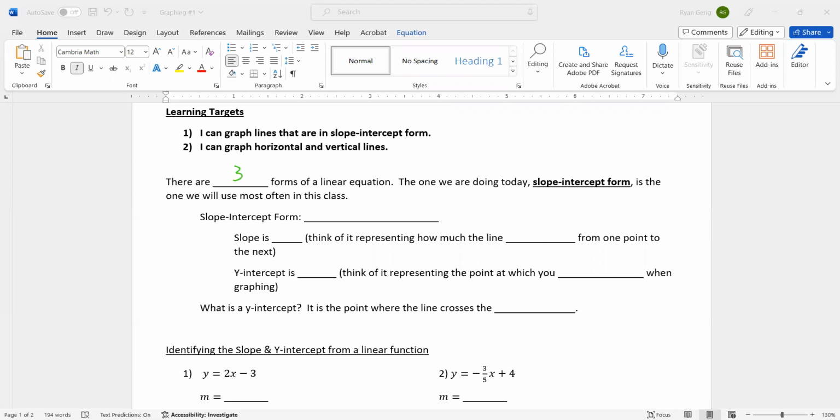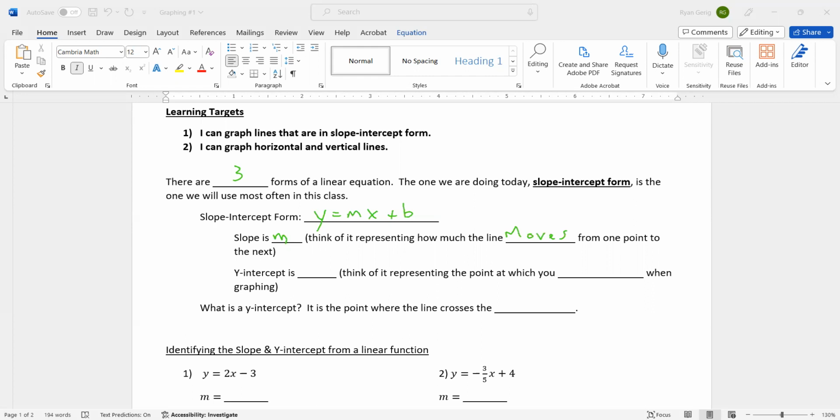It's the one probably most people are familiar with. The general form, slope-intercept form, is y equals mx plus b. You may have seen that before. Now, there's four letters there. Which of those letters, what do they stand for? Well, the m is the slope. A way of remembering that, think of it representing how much the line moves. M stands for moves. It doesn't actually stand for moves, but it's a way of remembering it.